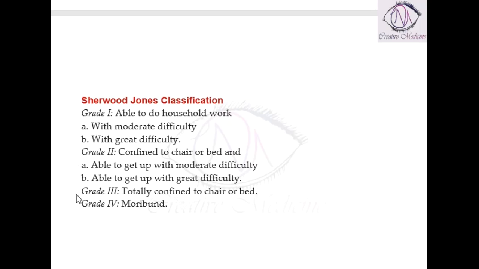Then we have grade 3. In grade 3, the patient is confined to chair and bed only. He is not able to get up at all. He will not be able to get up on his own. Then that is grade 3. Grade 4 is a moribund patient or dead patient.